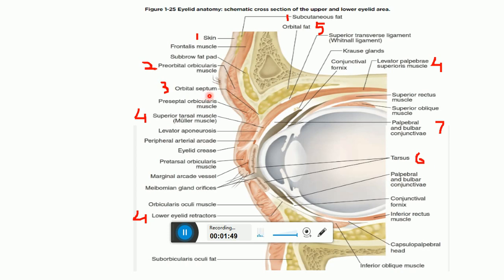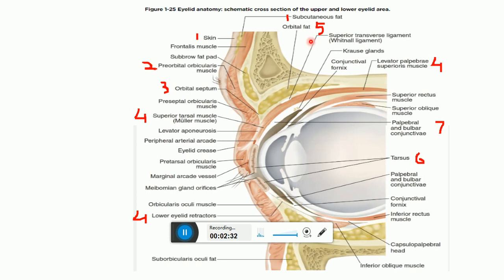Third one is orbital septum. Fourth one, these are the muscles of retraction, and they include levator palpebrae superioris muscle, and Muller muscle. Here you can see beneath the levator, this is Muller muscle. And capsulopalpebral fascia, and inferior tarsal muscle.